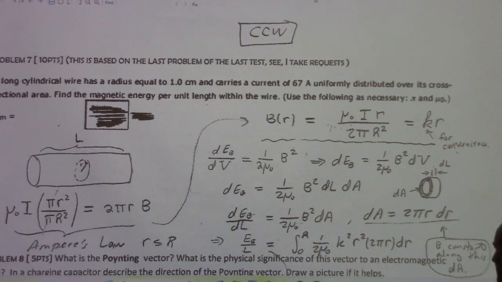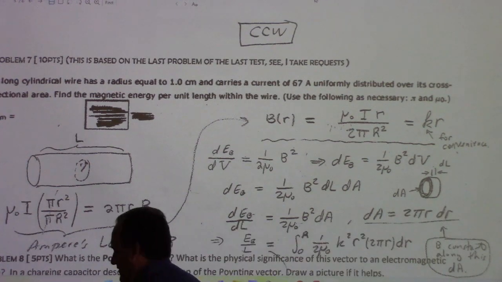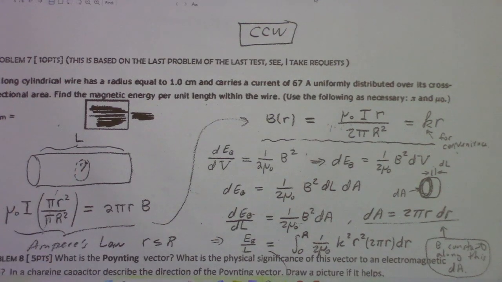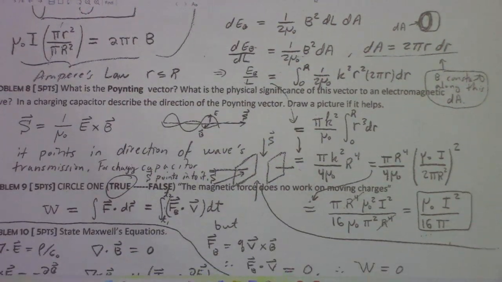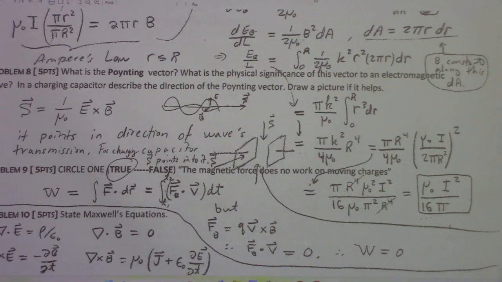I mean, there's a formula for energy stored within a magnetic field, just like there was a formula for energy stored within an electric field, and that's what this problem's about. We also haven't talked about the Poynting vector, so I guess we might come back to that some other day.